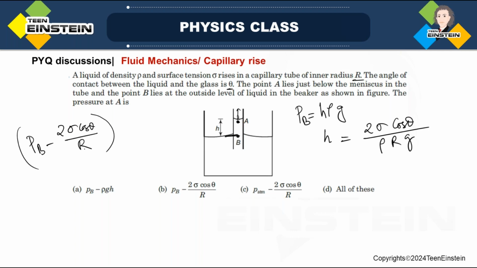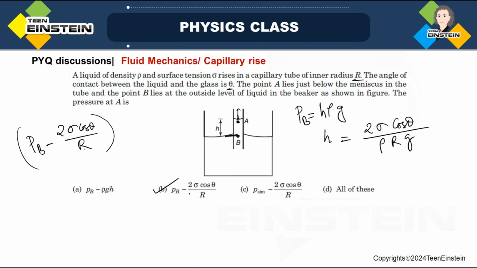It is said that A lies just below the meniscus. That means we have to take this point, just below the meniscus, where the excess pressure is there. And how much is the excess pressure? That is 2 sigma cos theta by R. So this is the answer, and option B will be the correct answer for this question.